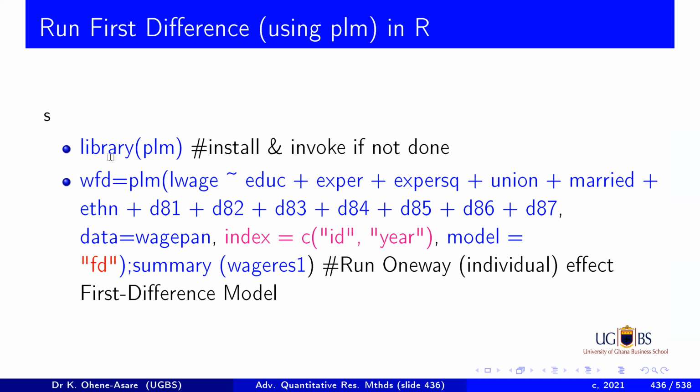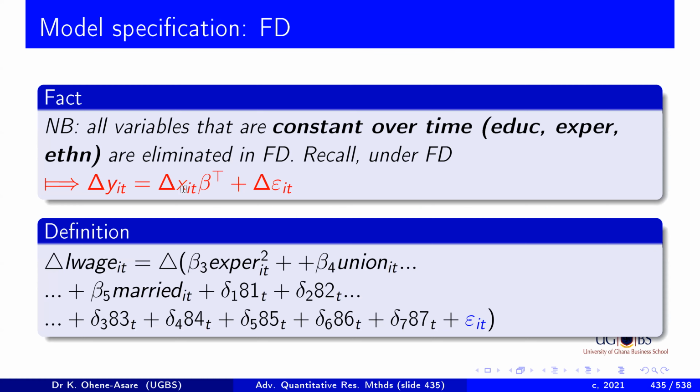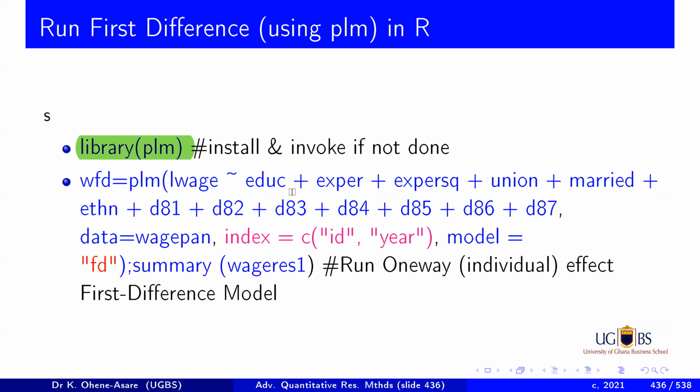Run the model by invoking the library plm, if we haven't already done that. Then I'll use WFD for wage first difference. And then I will run the whole model. Now watch what I'm about to do here, and you'll find it very interesting. In R, remember in the model, we don't have education. In the model, we don't have education, but I am adding education here. And watch what is going to happen. We don't have education because we have assumed that education is constant. It's not changing. We did not include experience, but I'm still including experience here. Watch what R is going to realize.